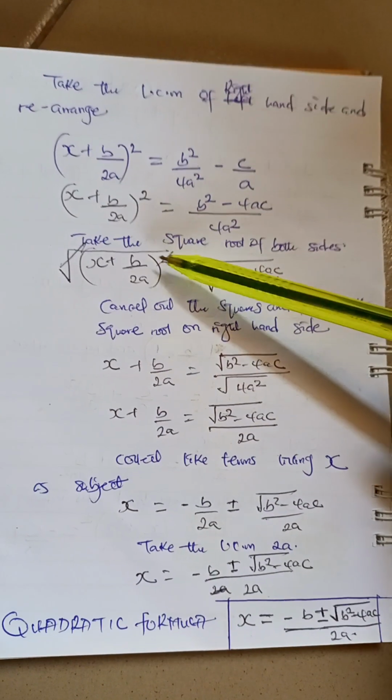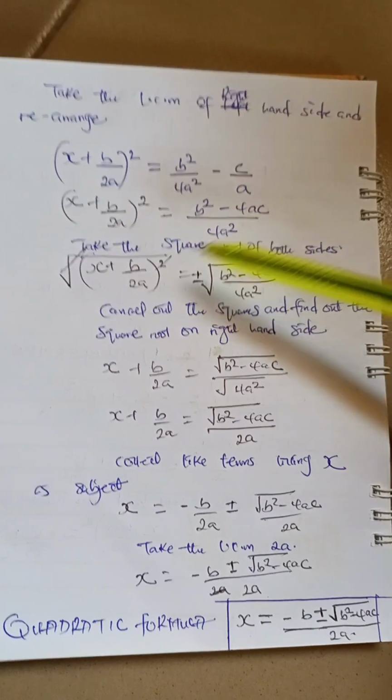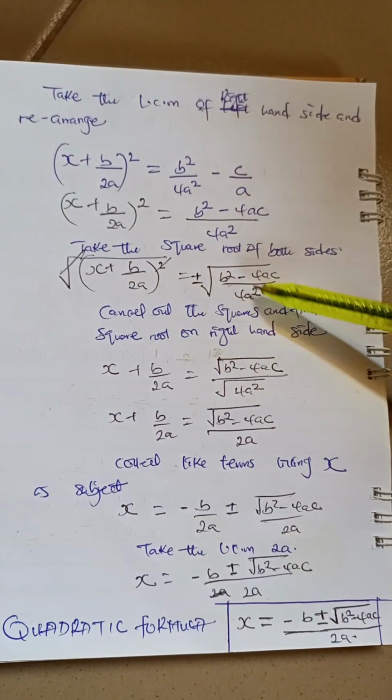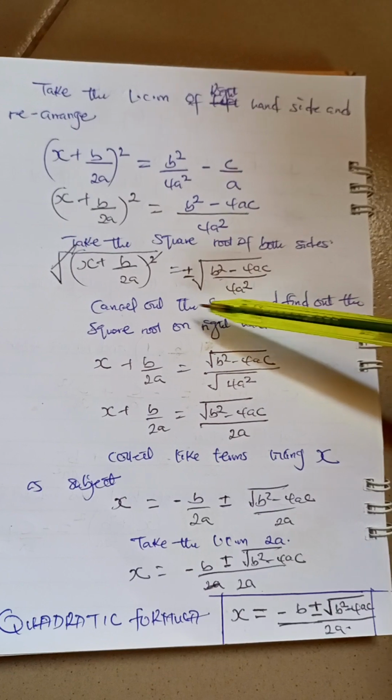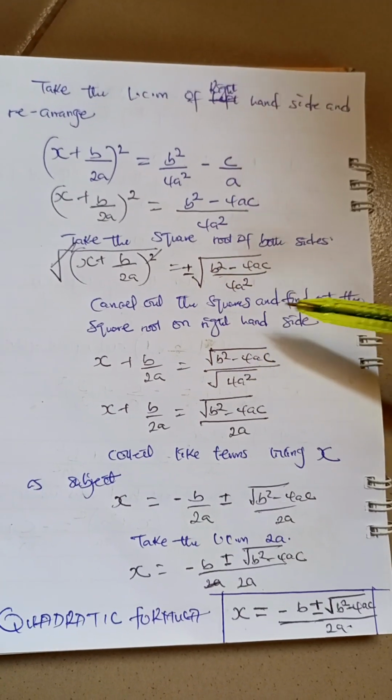Now what is the next thing we have to do? We take the square root of both sides. When we take the square root of both sides, the square root on the left cancels the square, and we are left with the expression in the bracket. Now we cancel out the squares and find the square root on the right hand side.